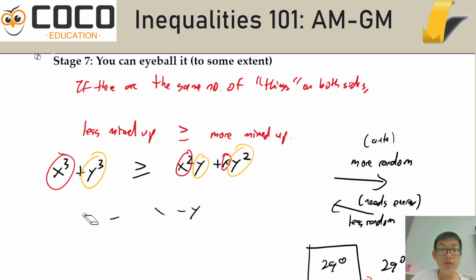Now, the proof of something like this is just by weighted AM-GM. x cubed, y cubed, x squared y. How do I show the left side is bigger than the right side? x squared y is 2 parts x, 1 part y.